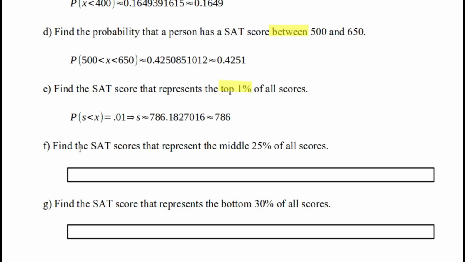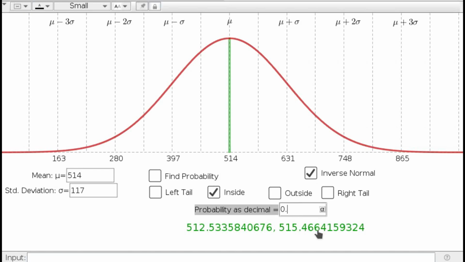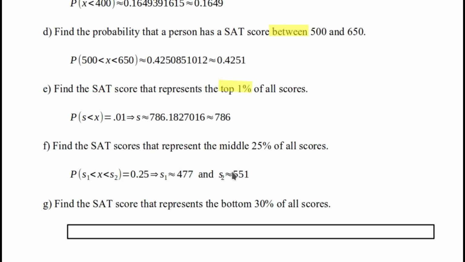Our next question, find the SAT scores that represent the middle 25% of all scores. So we are again looking at inverse normal, but now inside for the middle, and the middle 25% of all scores. So it looks like somewhere between 477 and 551. So we find those two boundaries for the scores, the lower end of folks in the middle 25%, 477, and then the upper boundary for those scores, 551.